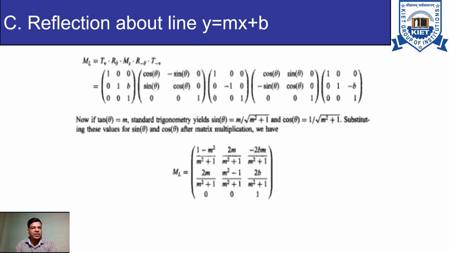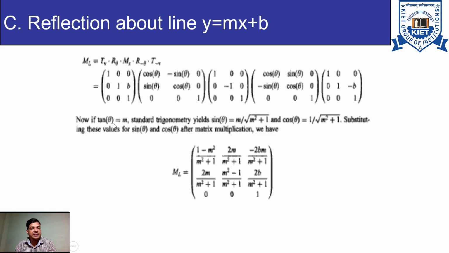First we are moving the intercept on the y-axis to the origin. Then we are rotating the line y = mx + b by an angle theta. Then we are performing the reflection about the x-axis. Then we are moving the line back to its original position, and finally we are moving the intercept back to its original position. So we are solving these 5 matrices, and we are substituting some values.